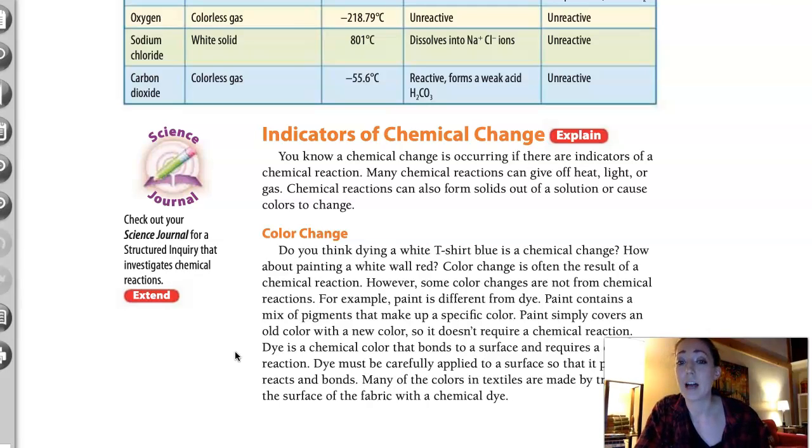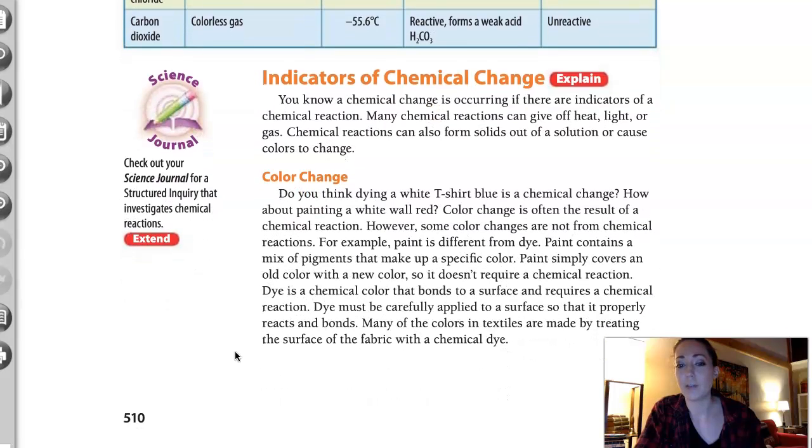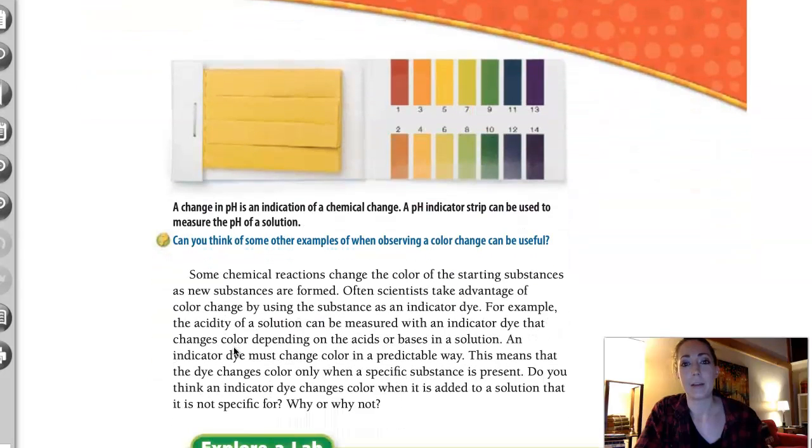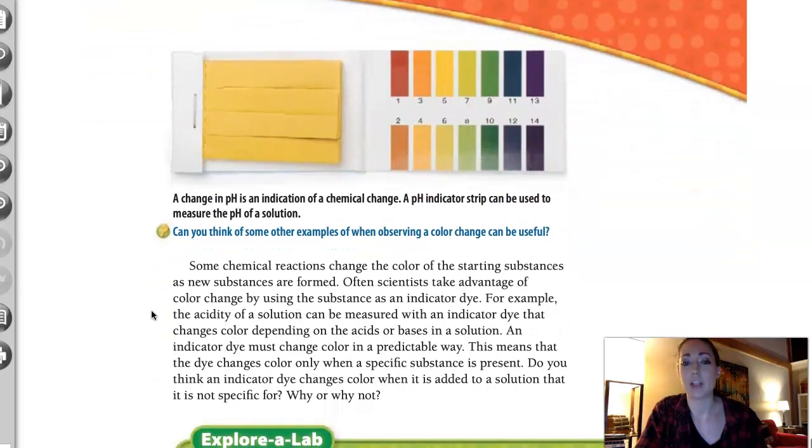Dye is a chemical color that bonds to a surface and requires a chemical reaction. Dyes must be carefully applied to a surface so that it properly reacts and bonds. Many of the colors in textiles are made by treating the surface of the fabric with a chemical dye. Some chemical reactions change the color of the starting substances as new substances are formed.